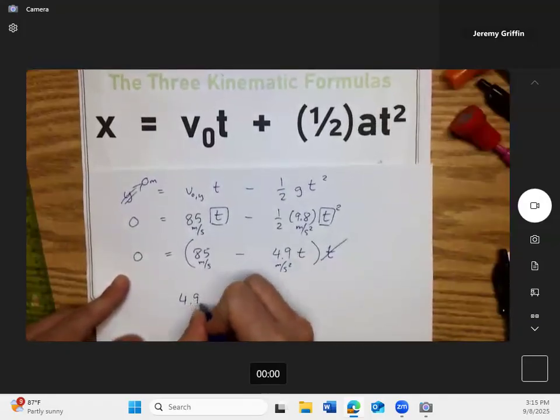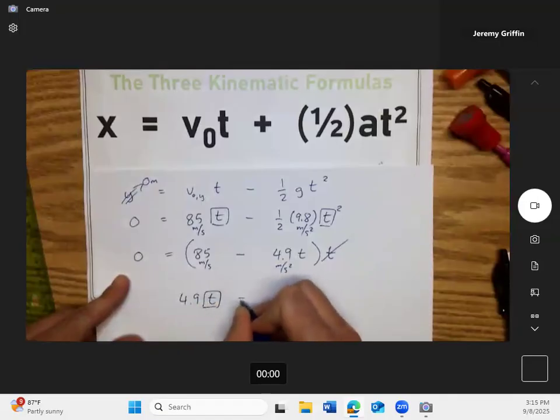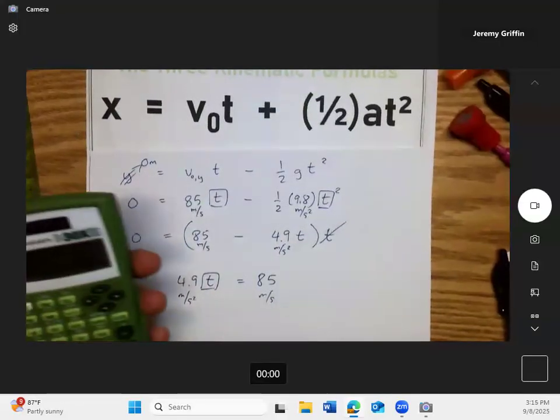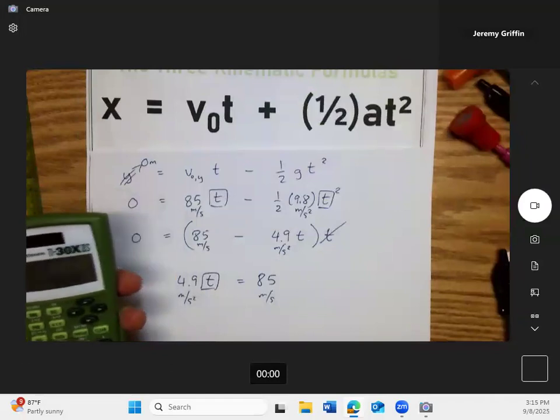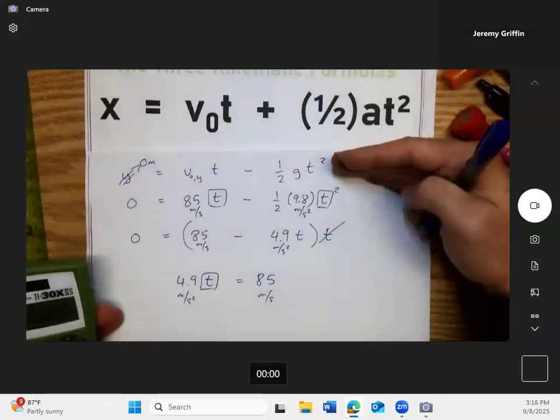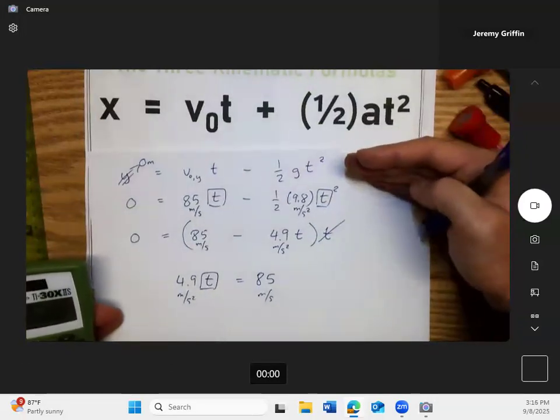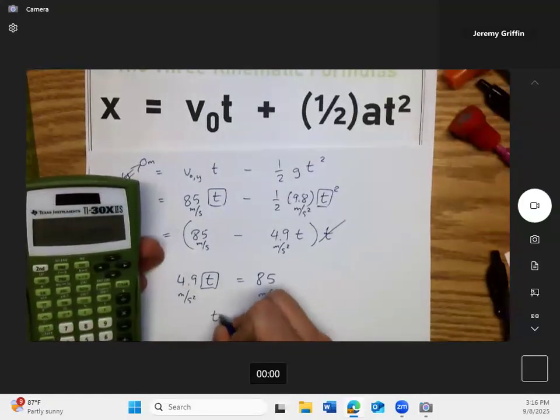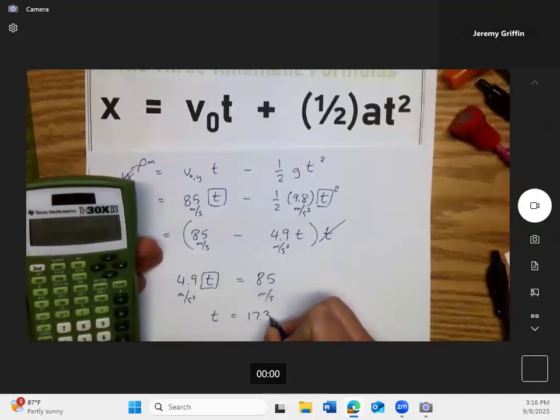So 4.9 t equals 85 meters per second. And then divide both sides by 4.9. This is all just algebra, because once you get the equation set, you plug the numbers in, everything else is algebra. So I'm getting the hang time is 17.35 seconds.